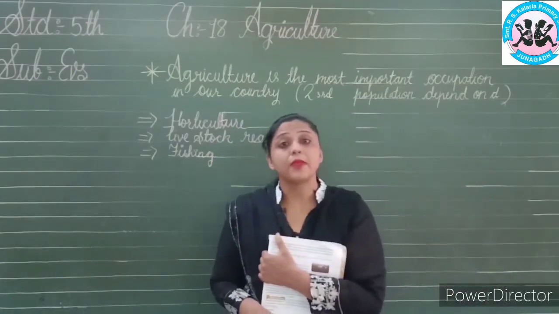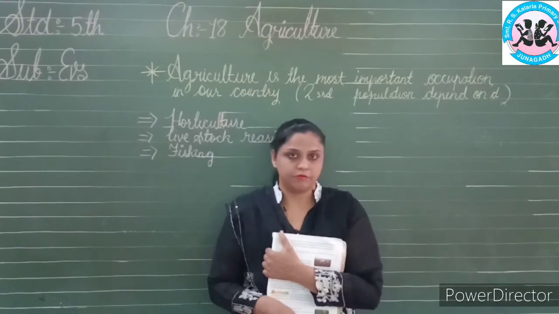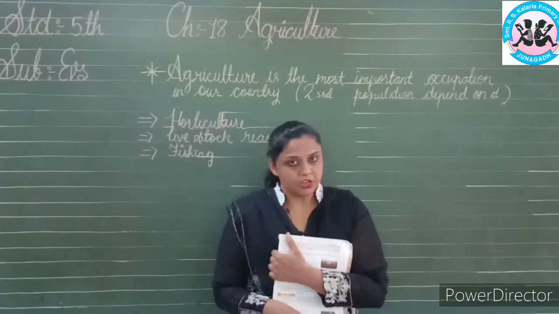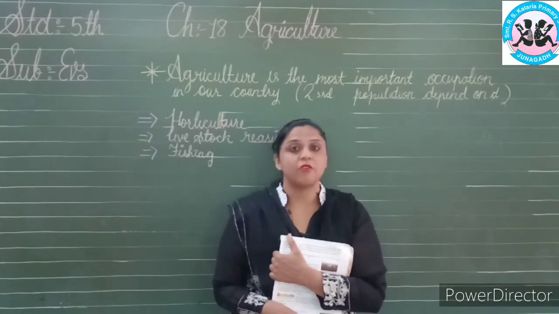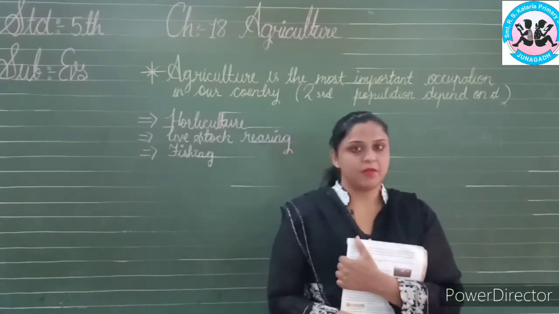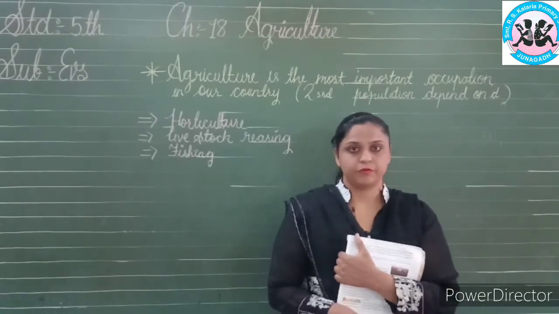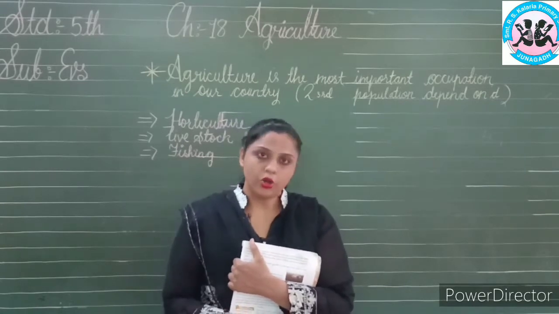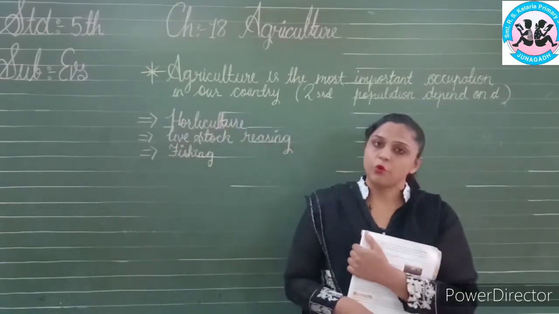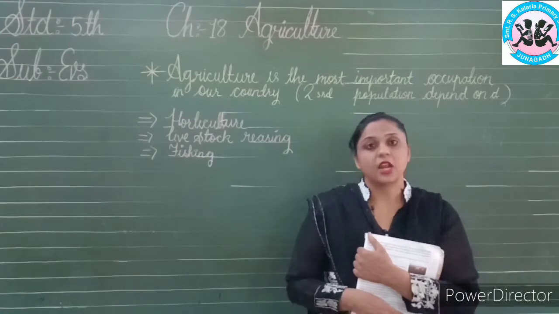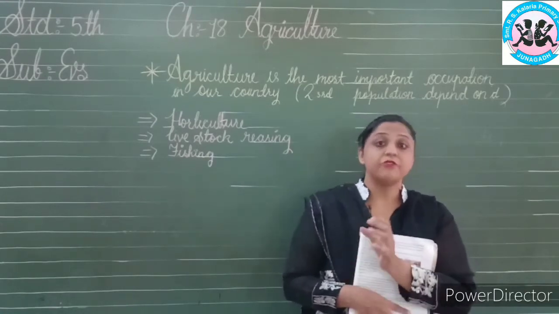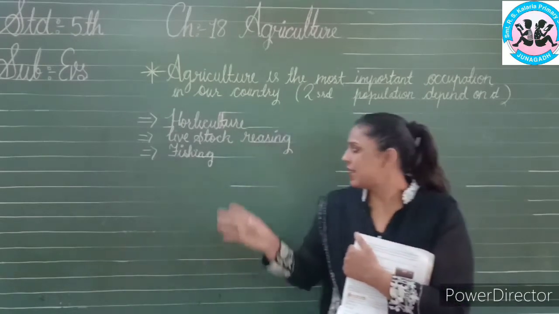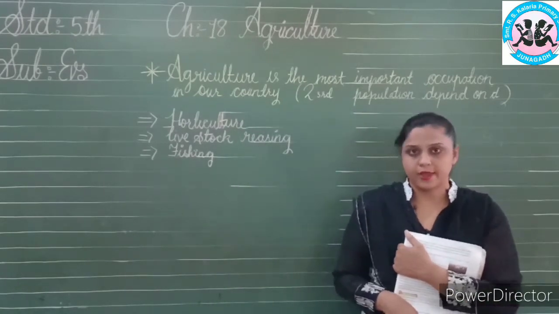So what is the meaning of horticulture? Cultivation of fruits, flowers and vegetables is called horticulture. Means fruits, flowers and vegetables are grown or harvested in fields, that is called horticulture. Okay. Now second is livestock rearing.